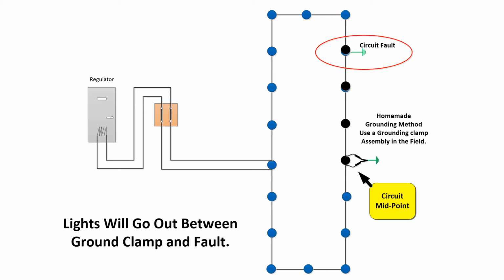What you should see then is the lights out between the grounding clamp that you installed and the circuit fault in the field. Now this only works if it's a good solid fault, but it's worth a try.